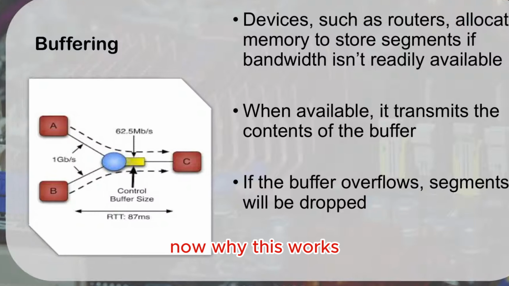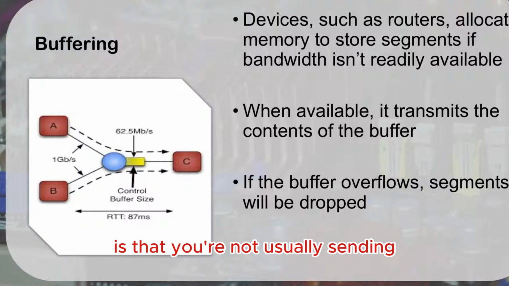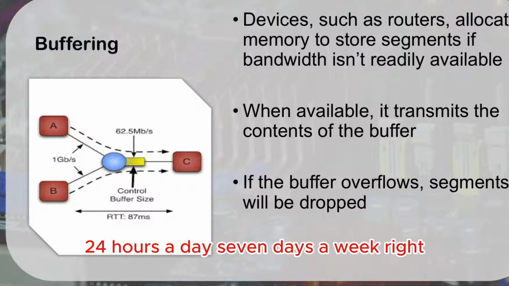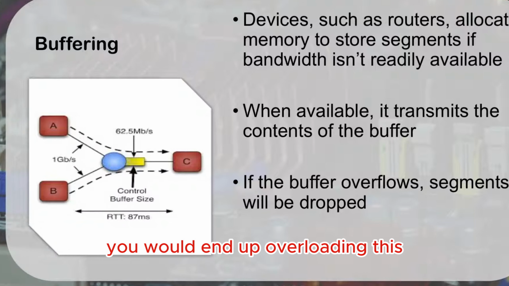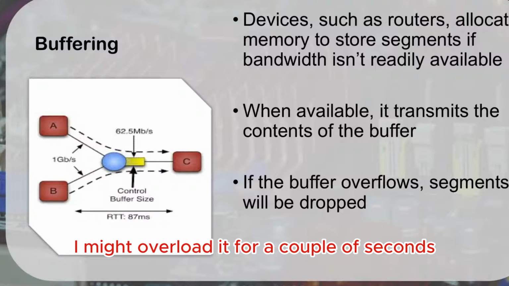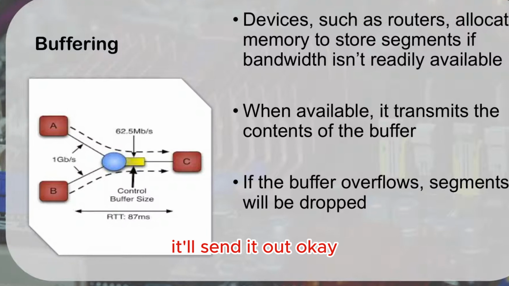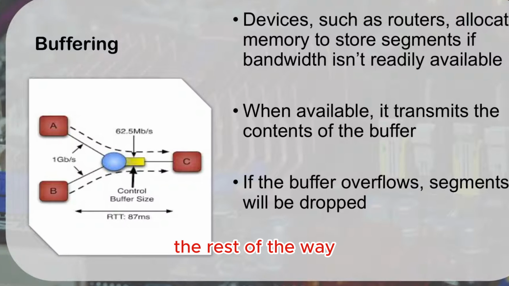Now, why this works without having problems all the time is that you're not usually sending 1 gigabit per second of data continually over the network 24 hours a day, 7 days a week, right? If you were, you would end up overloading this buffer and segments will be dropped. So instead, as I'm going to Facebook, I might overload it for a couple of seconds. The memory will hold it. When there's room, it'll send it out. Okay? That's all buffering is doing. It's just holding it until you have room to send it out the rest of the way.